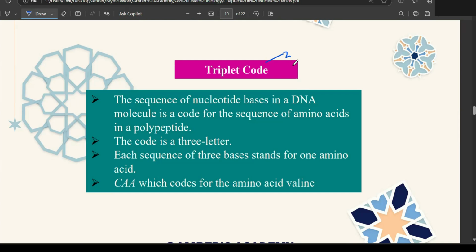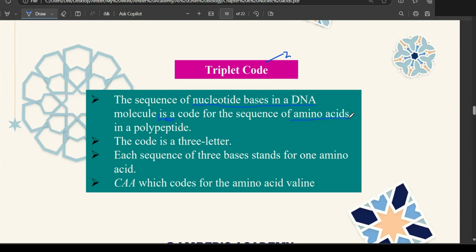So usually thymine is absent in RNA while uracil is only present in RNA, in place of thymine. So a triplet code is a sequence of nucleotide nitrogenous bases which are present in our DNA, and they have this function. So if the question asks you to write the function of the triplet code, then you need to write this part of the definition. It is a code for the sequence of amino acids.